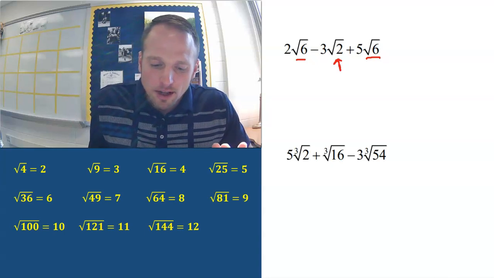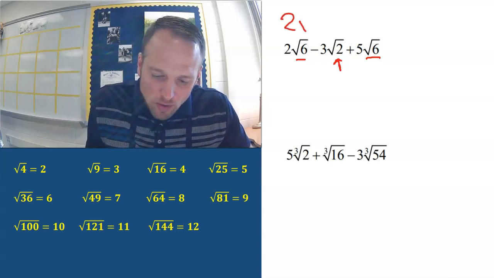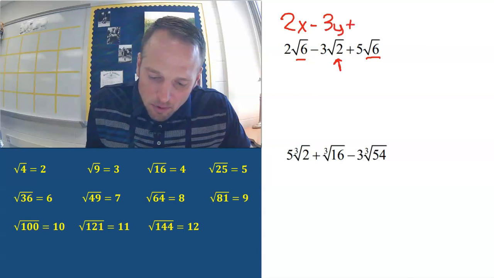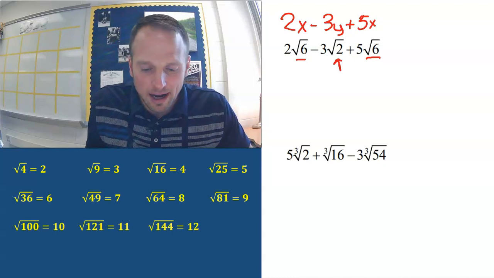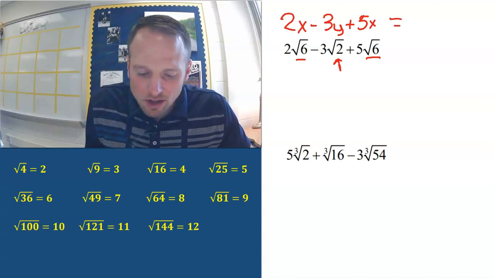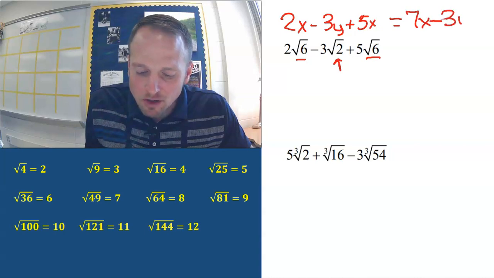Let me write this another way. 2x minus 3y plus 5x. So the root 6's are the same, so that's why I called them both x's. The root 2 is different. That's just a y I called it. So if we had this, you would know how to do this. 2x plus 5x is 7x, and then we'd have minus 3y.